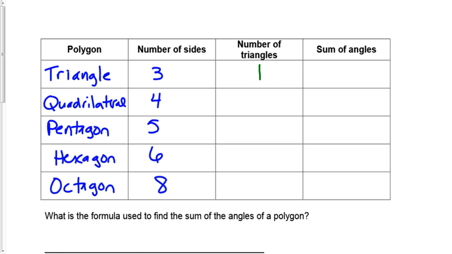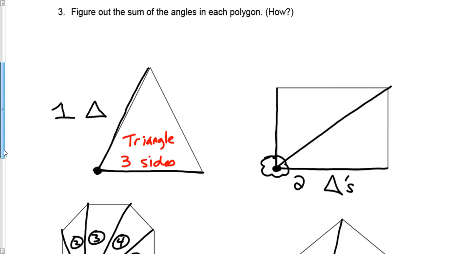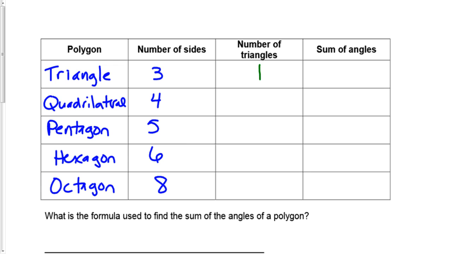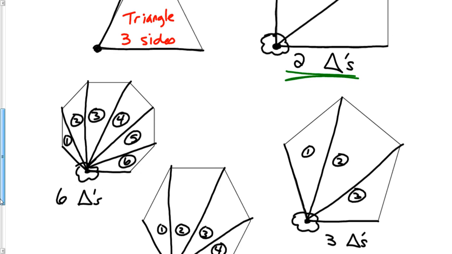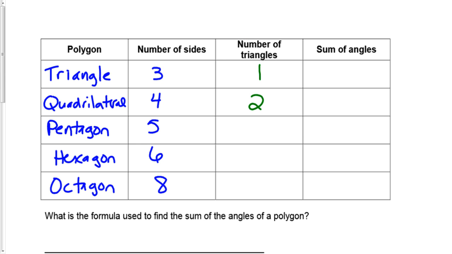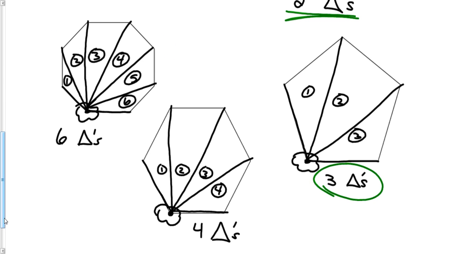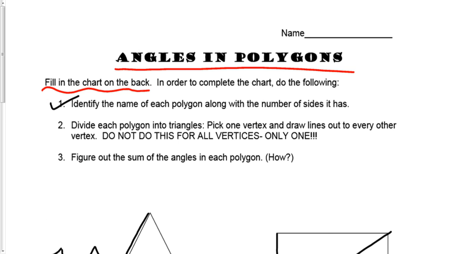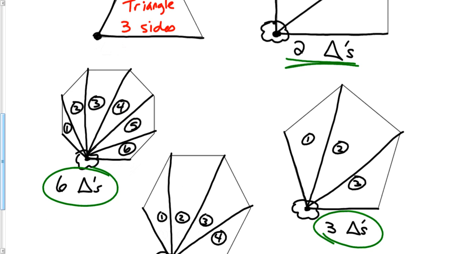I'm going to flip back so we can see our work. For the quadrilateral, we got 2 triangles. For the pentagon, we got 3 triangles. For the hexagon, we got 4 triangles. And finally, for the octagon, we got 6 triangles.